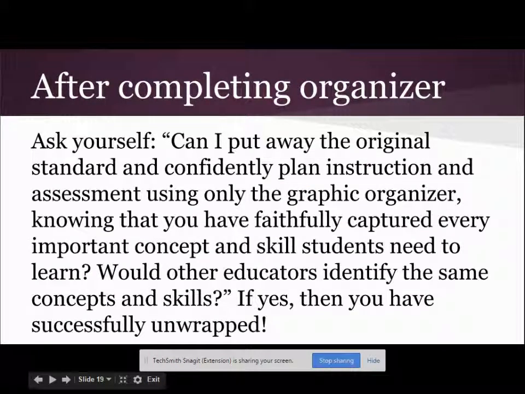So there are 7 steps to fully unwrapping a standard. The key is this. Once you have completed the Unwrapping Standard Organizer, you need to be able to ask yourself, can I put away the original standard and confidently plan instruction and assessment using only the graphic organizer? Knowing that I've fully captured every important concept and skill students need to learn? Would other educators identify the same concepts and skills? If you answered yes, then you have successfully unwrapped a standard.